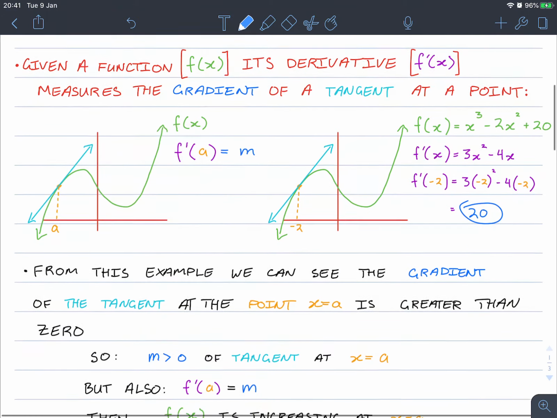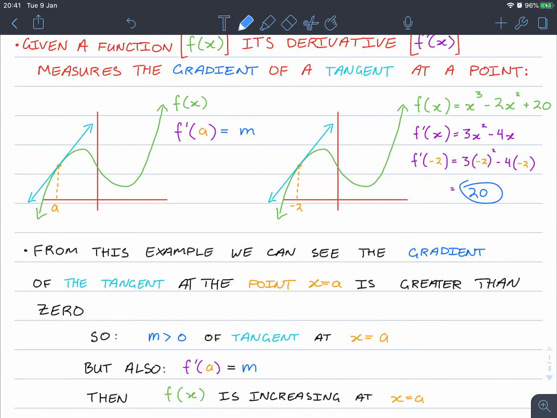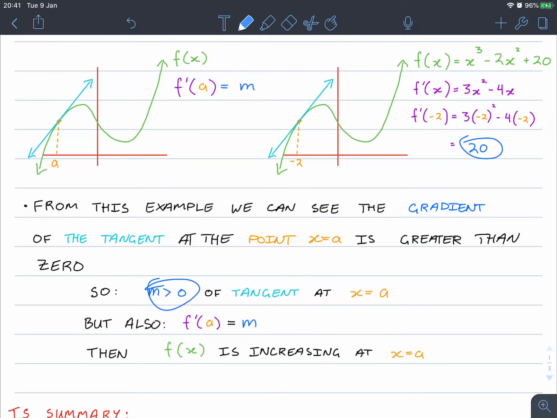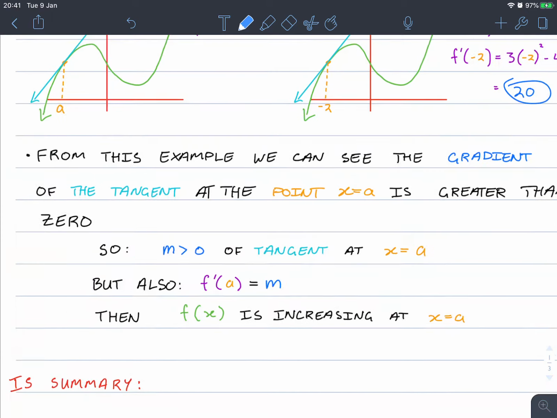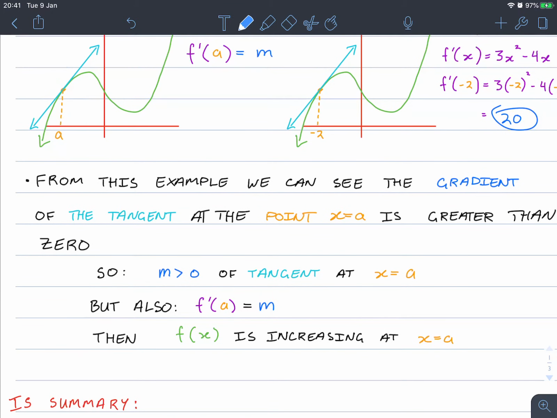So from this example, we can see the gradient of the tangent at the point x equals a is greater than 0. So this tangent has a positive gradient. So m is greater than 0 of this tangent that I just drew here. But also, we know that f prime of that point measures the tangent. So we can see that by measuring the tangent using the derivative, we can determine that f of x is increasing at x is equal to a.